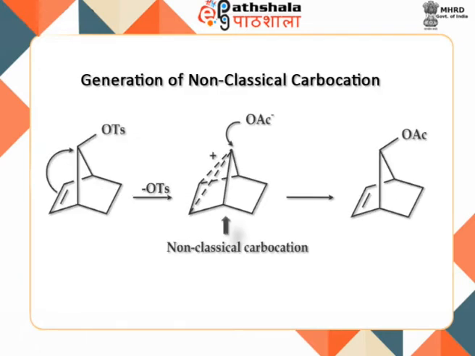Let us now learn how non-classical carbocations can be generated. Let us consider an example to understand this. During the acetolysis of anti-7-norbornyl tosylate, the tosyl group is removed with strong anchimeric or neighboring group assistance by the double bond. It results in the formation of a non-classical carbocation as the intermediate. It is important to note that the stereochemical configuration is retained in such a case.